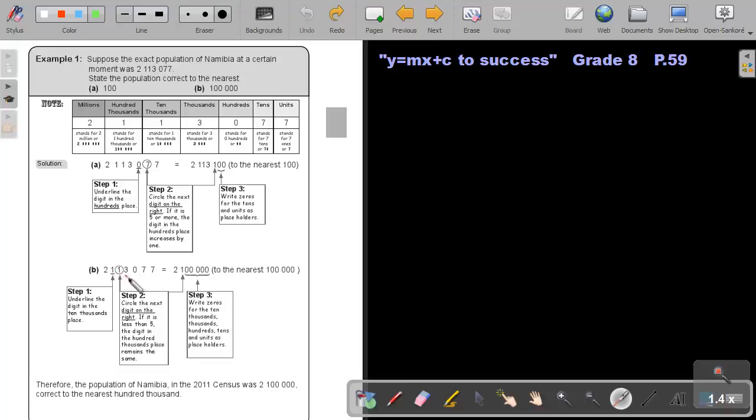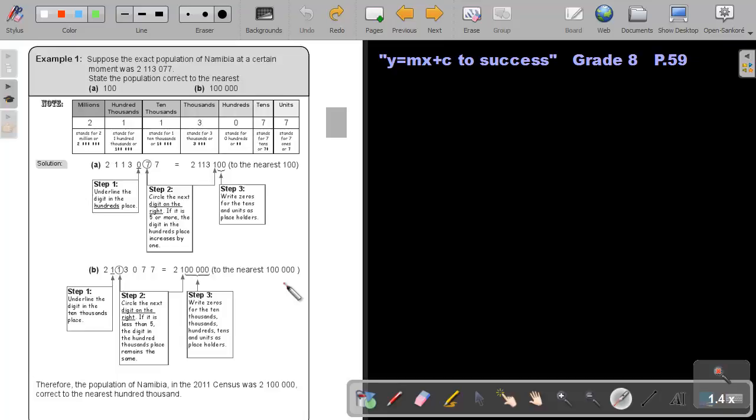But now, you have to fill all the rest of the positions with zeros. So that will become 0, 0, 0, 0, 0. So there will be 1, 2, 3, 4, 5 zeros. And that will be your final answer.